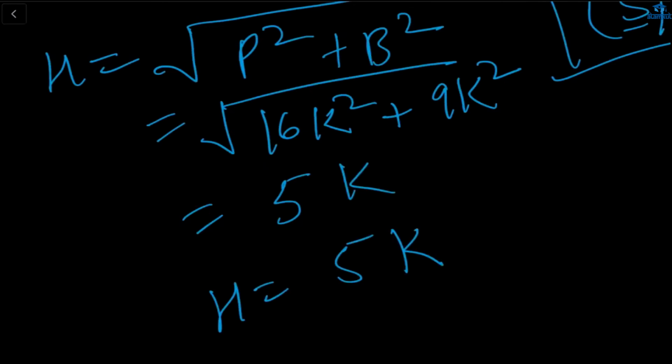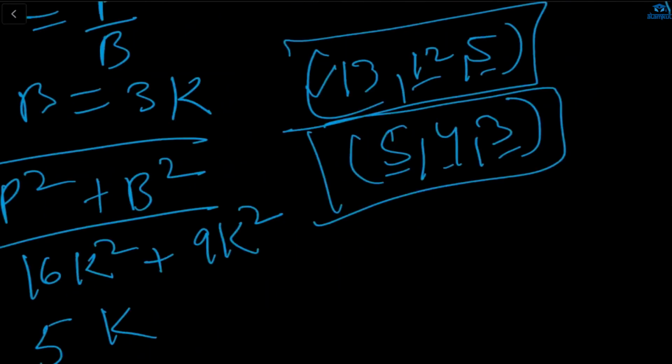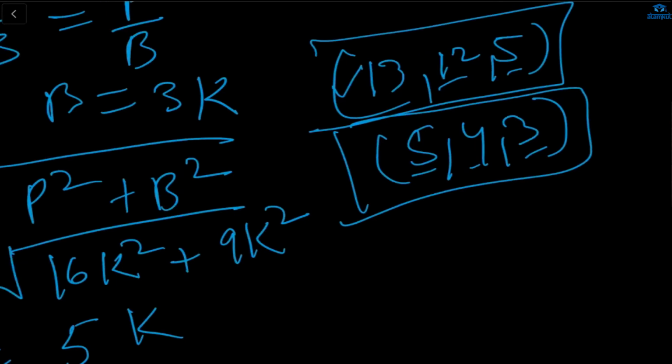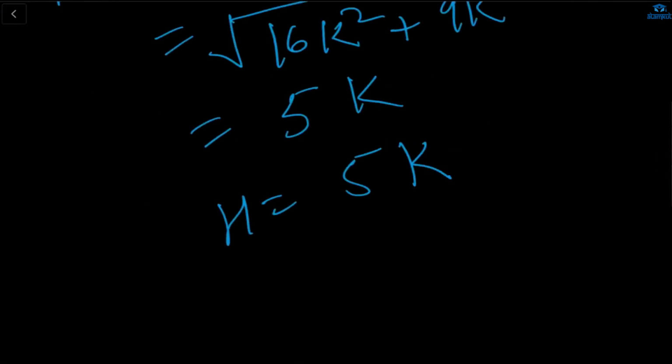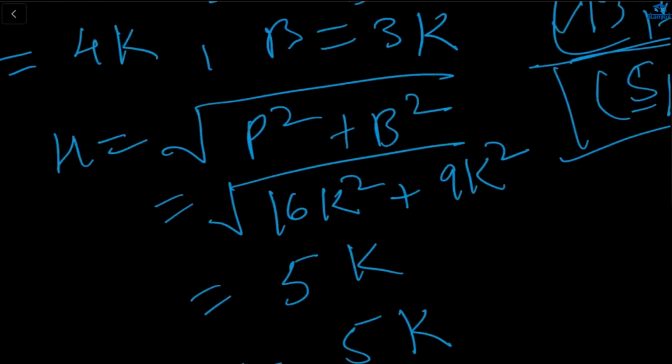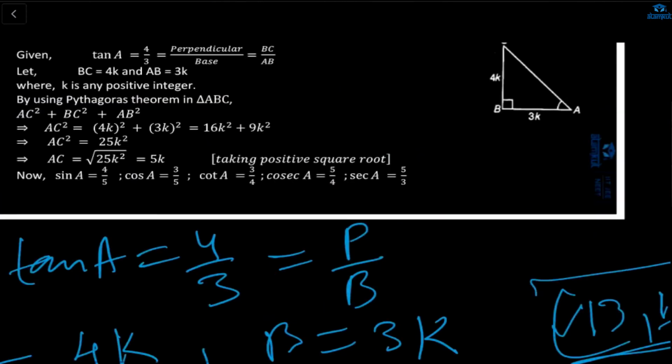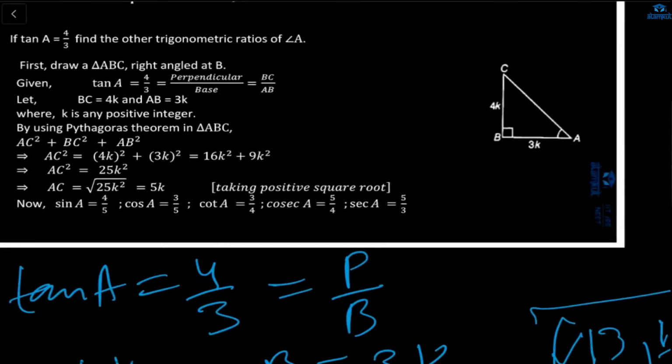Now there is the second pair. 5, 4, 3. These are generally used in your Pythagoras, and the rest you can find out at the same time also. But these are some of the pairs, and many more pairs you will come across that follow the Pythagoras theorem. So we have got the value of this 5. Now tan A is given, and we have to find the other trigonometric ratios.